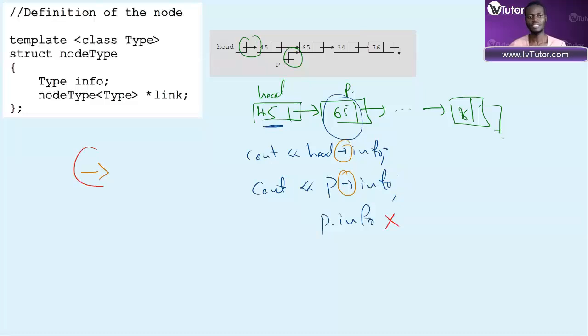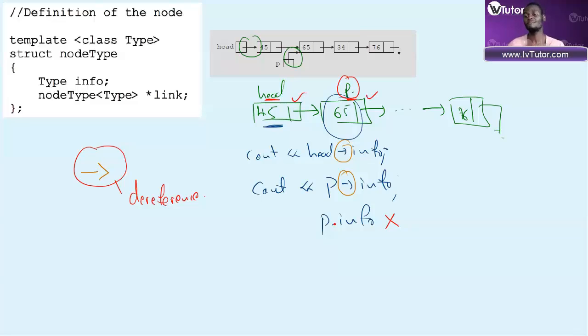So the dot that we see here is referred to as the dereference operator. What's happening here? Remember, p here is a pointer. So if we say p.info, it doesn't quite make sense, because p is just an address. The value of your pointer p is simply an address. So the pointer head and the pointer p are just storing the addresses of these two nodes here.